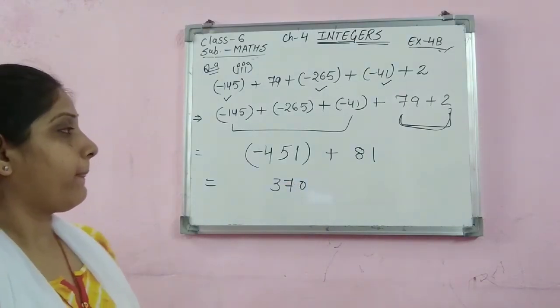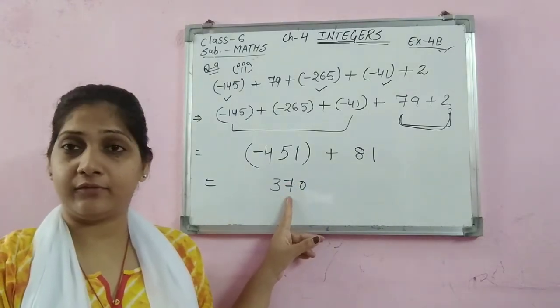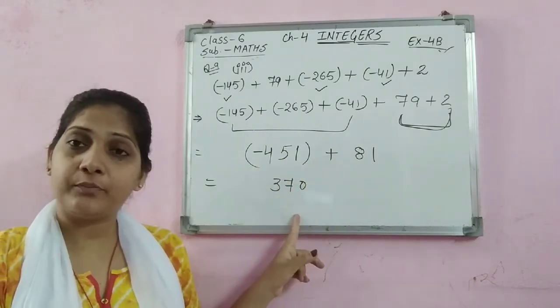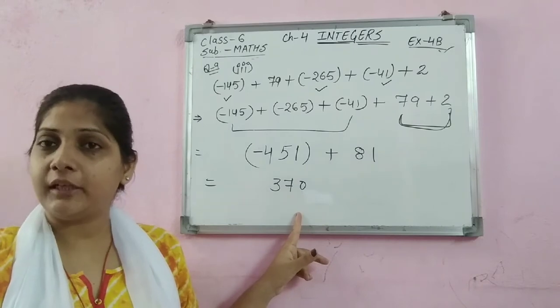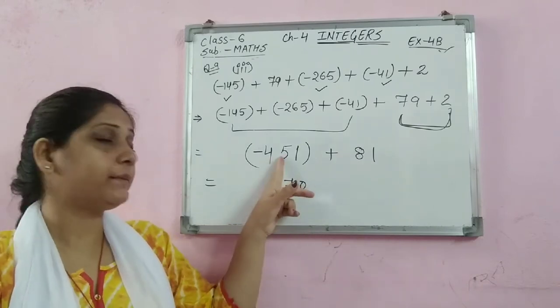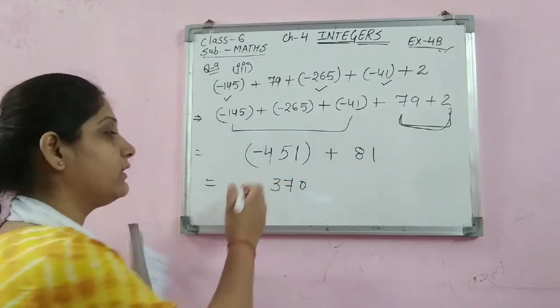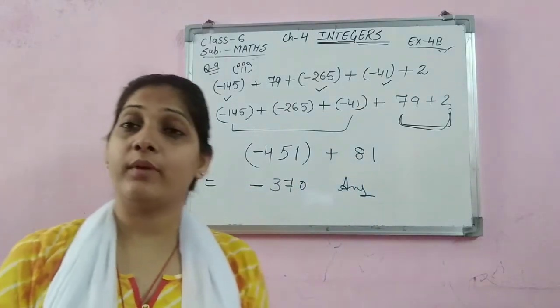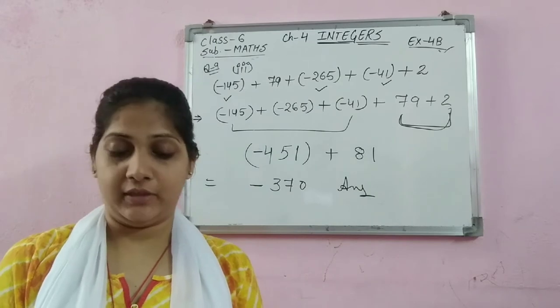When we are subtracting, what we get? 370. With positive or negative? We have to find their difference because of different sign. And with positive or negative depends on the greater number. Greater number is this with negative sign. So negative sign, 370. This is the way to solve the simplification.